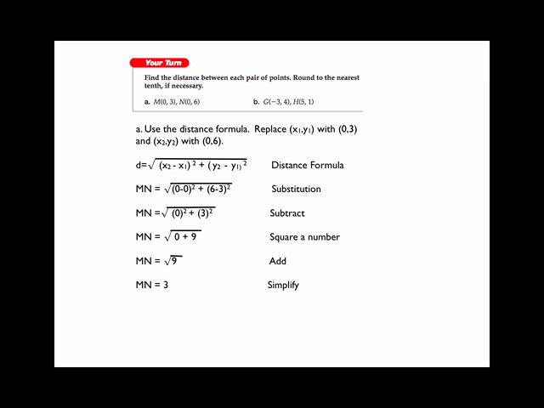Now our problem looks like 0 minus 0 squared, and 0 minus 0 is obviously 0. We have 6 minus 3 squared. 6 minus 3 when we subtract gives us 3. So now we have 0 squared plus 3 squared. We're now going to square each of the numbers within the parentheses. 0 squared is 0. 3 squared is 9. We add those two numbers together. 0 plus 9 gives us 9. And again, the final step is to take the square root of 9 and we get 3.